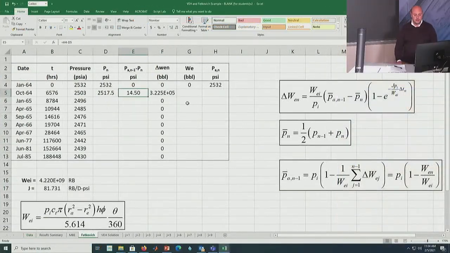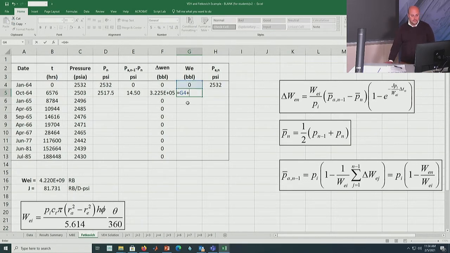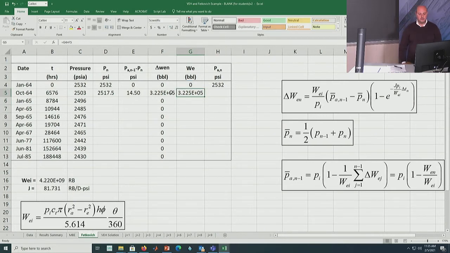So hopefully you got that. And then WE is just going to be equal to what WE was at the previous time level. So I put G4 plus delta WE, which is this F5. And of course that's the same, right? Because I had 0 before, so if you add the incremental amount to 0, you're going to get the incremental amount again.